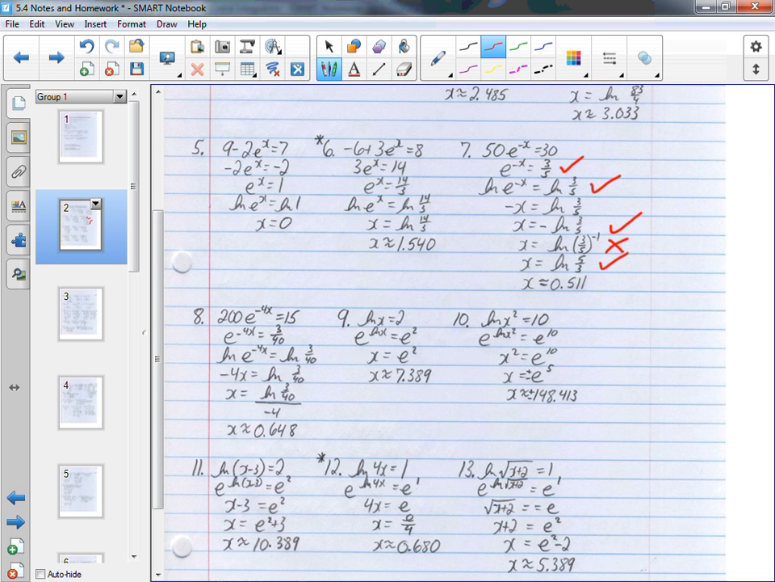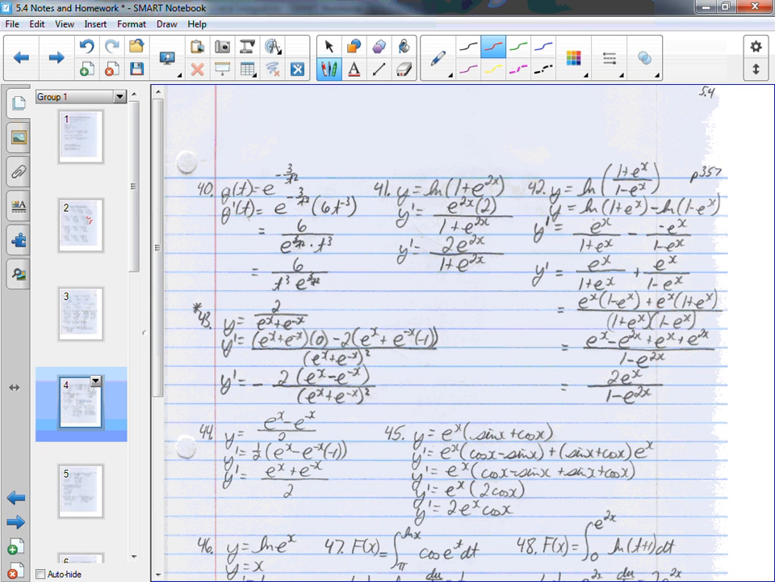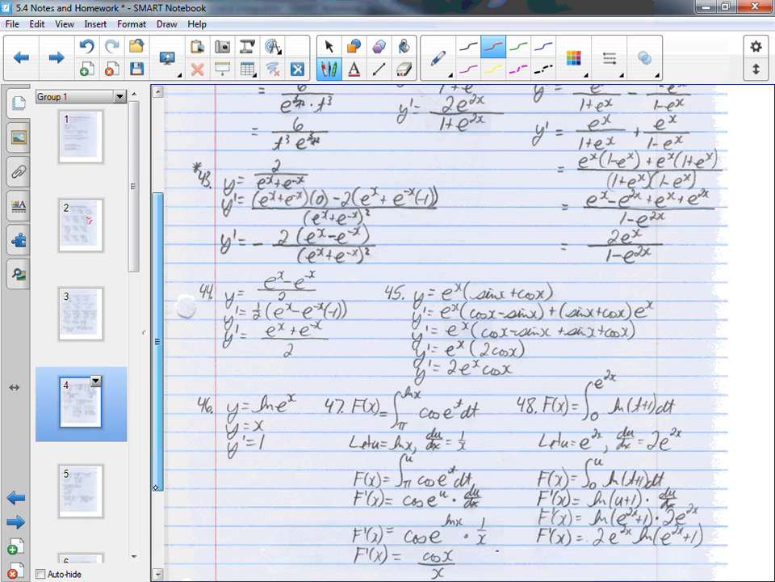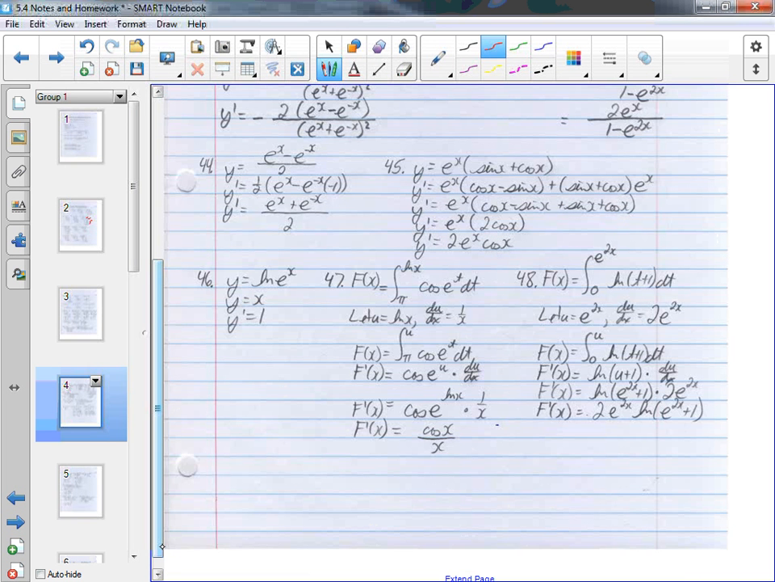48. Everybody had enough time on this one? All right, on 48, we're supposed to find the derivative, and they give us a function that is defined as a definite integral. So to take the derivative of that, it's going to be the second fundamental theorem of calculus.